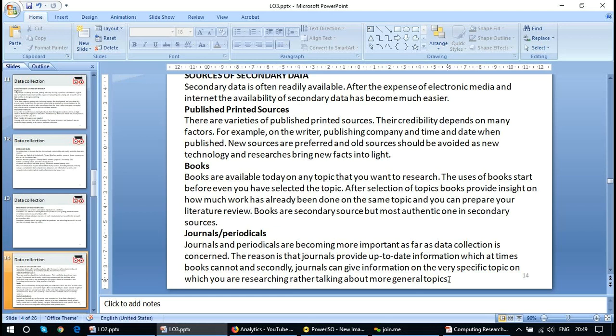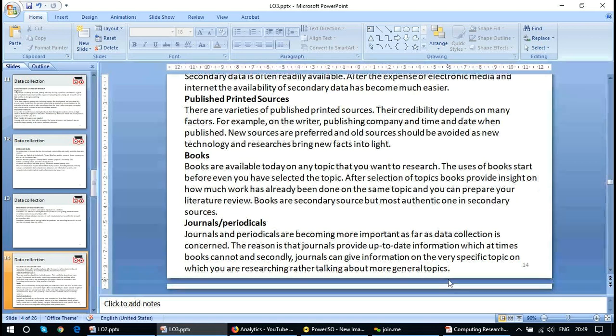So the sources of secondary data: you are looking at journals, books, and published printed materials.